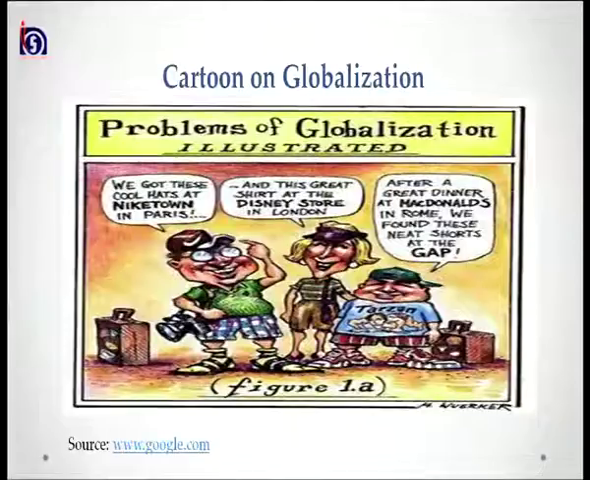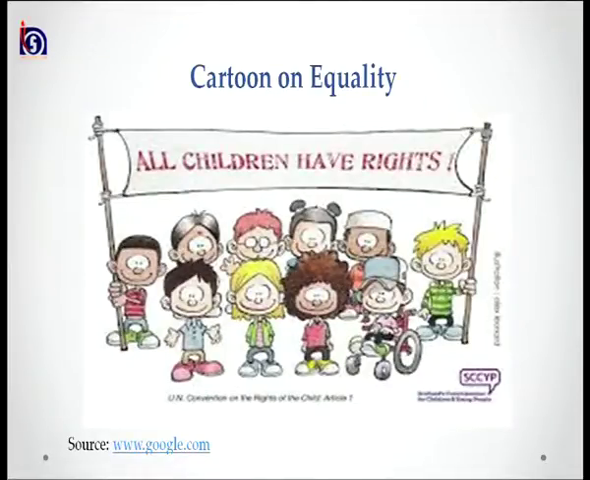Now, there is another cartoon on your screen which speaks about the problem of globalization, in which the characters are a mother, a son and a father, and all are talking about globalization, and this is highlighting the problem of globalization. Now, coming to the cartoon on social identity, there is a cartoon on equality in which all the children are cheering, and it has been written all children have equal rights. So, we can use this cartoon while teaching equality as a fundamental right in our class.